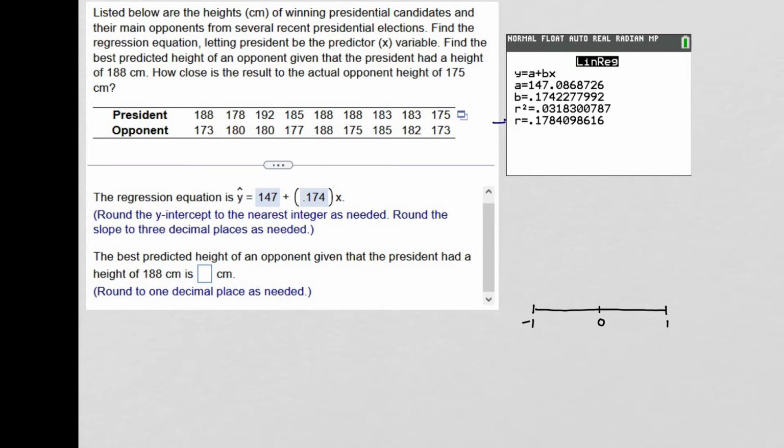So here we have our correlation coefficient R, and that is 0.178. So they don't give us a cutoff for what is close to 0 and what is close to 1. But we can see in this case, this is pretty close to 0. So I'm going to say that our regression equation is not a good model for this data.